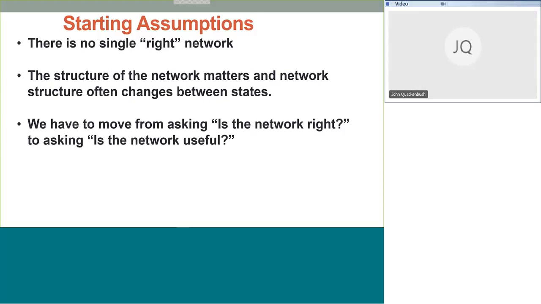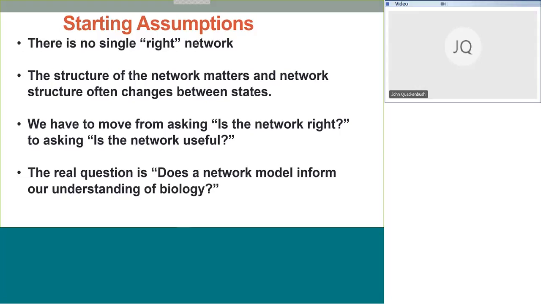So when we build networks, we recognize they're approximations, and we are always challenged by people who ask us whether or not the networks we build are right. And I think that's the wrong question. I can tell you that they're not right, but the real question we want to ask is, is the network useful? Does it tell us something about the system that we're studying that we couldn't find another way? And the way we like to frame this question is, does the network model inform our understanding of the underlying biology? Does it tell us something about the biological system that gives us new insight into how it functions?